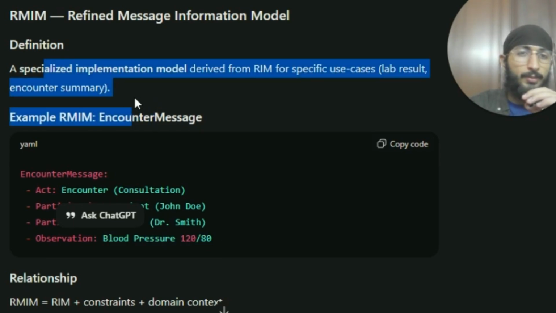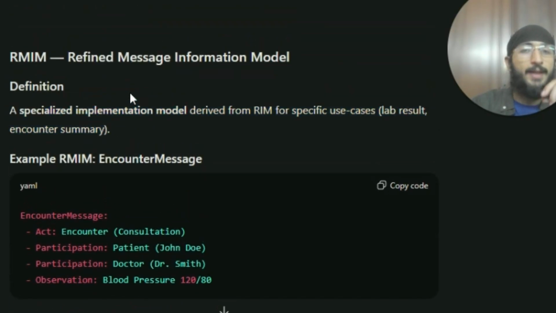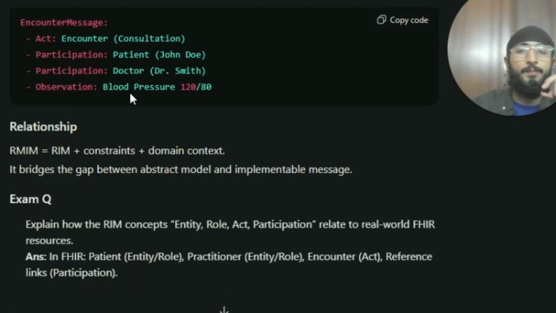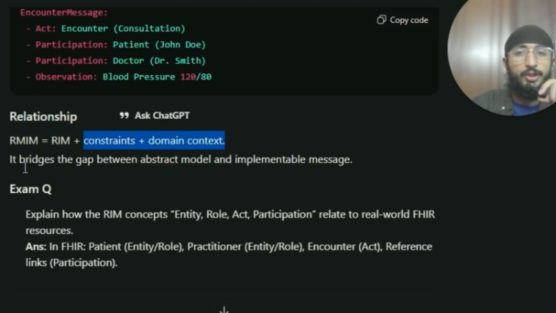A specialized implementation model for specific use cases, which is derived from RIM, is the refined message information model, RMIM. Now, RMIM is basically RIM plus the constraints and the domain context. It bridges the gap between the abstract model and the implementable message.